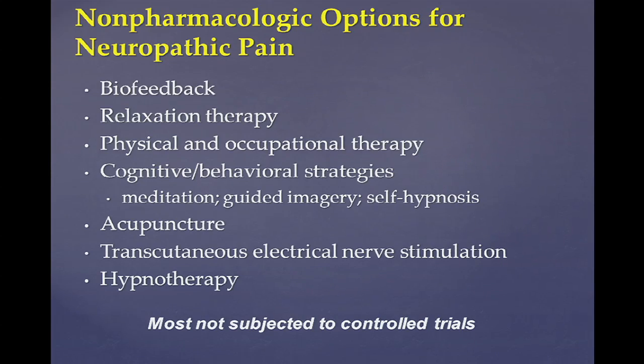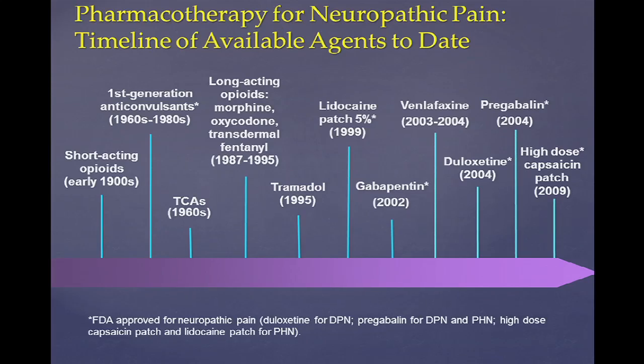There are some non-pharmacological treatments for neuropathic pain that, for the most part, have not been studied rigorously in clinical trials, but sometimes can be very helpful anecdotally to patients. Here are some strategies for that. Relaxation therapy, meditation, physical therapy, acupuncture have all been successful for some of our patients.